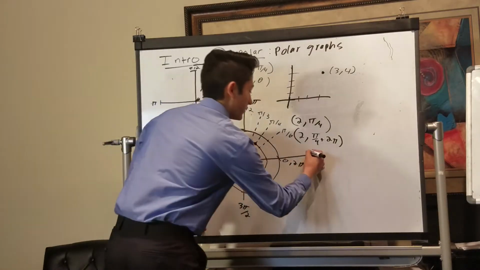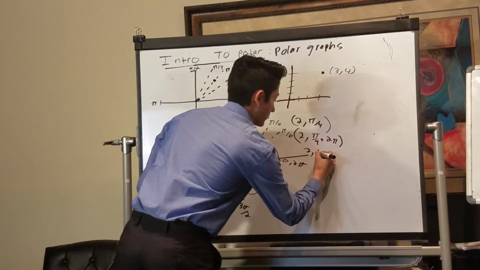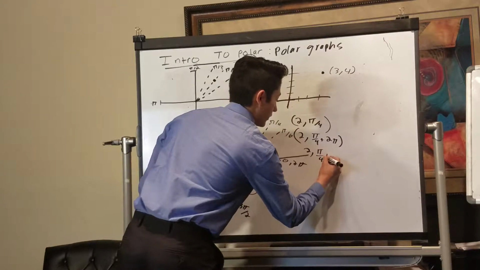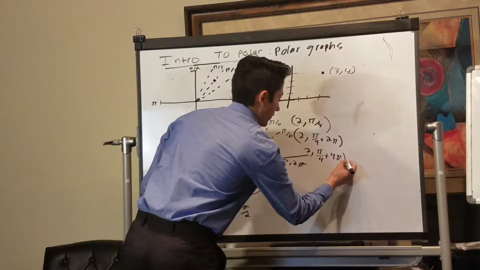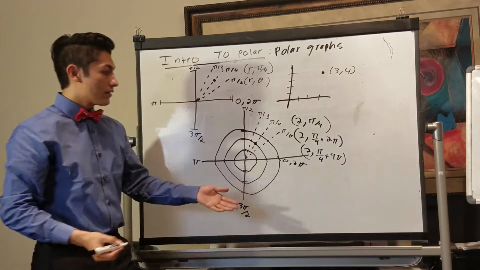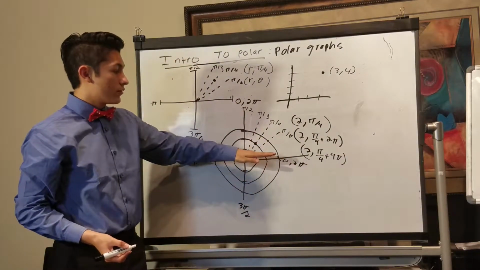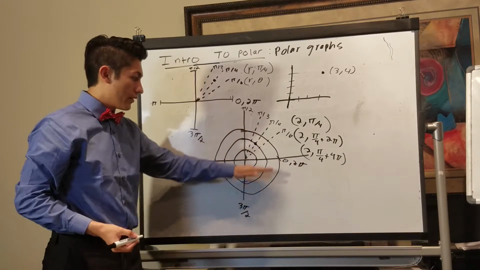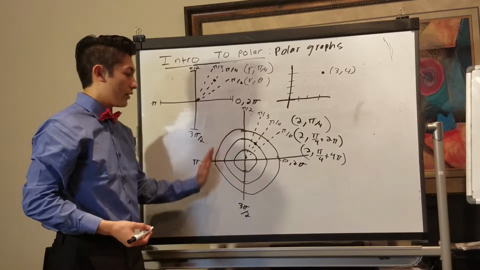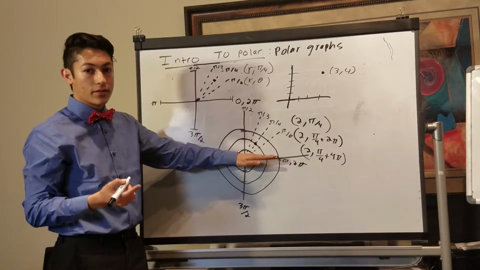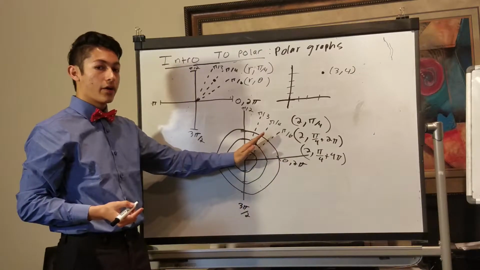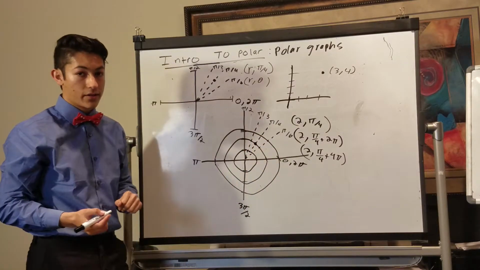Now I can also write this as 2 comma pi over 4 plus 4 pi. Because once again, we will start with radius of 2, rotate 2 pi all the way around, rotate to 4 pi all the way around once again, and then rotate upwards pi over 4, giving us the exact same point.